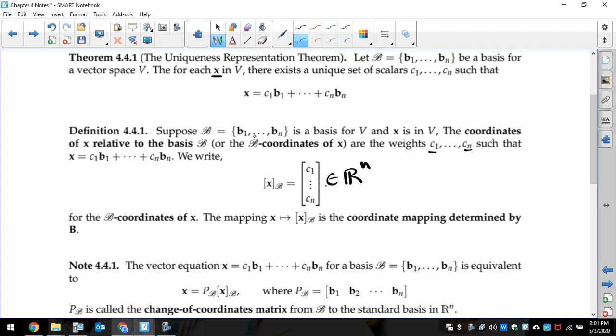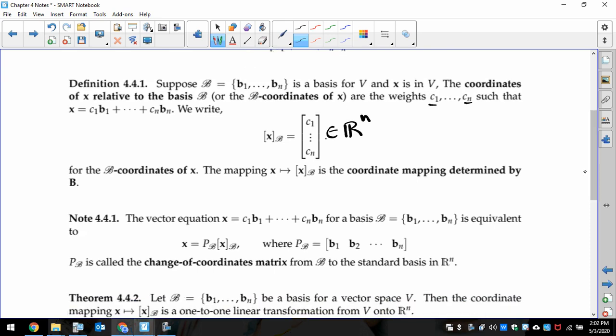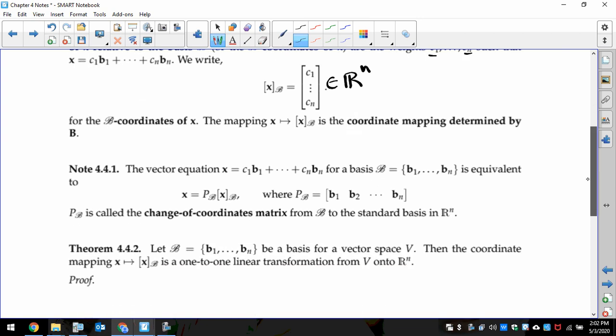Now we've turned this abstract vector x, which could represent a polynomial, it could represent arrows, it could represent something less concrete than a real vector. And so what we're doing is we're converting that abstract vector into concrete weights inside the real vector system. These are called the b coordinates of x. It's just converting to real vectors is all you're doing. The mapping from x to its b coordinates is called the coordinate mapping determined by its basis b. This should be the script b, but you get the idea.